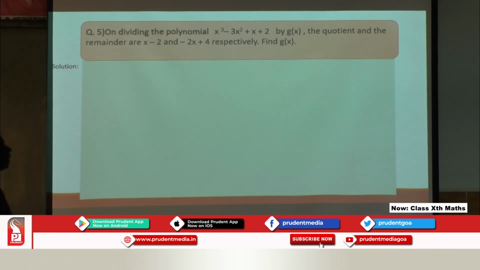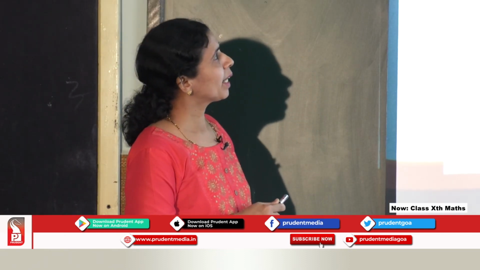Students, now see another type of question. Now it is on dividing the polynomial x cube minus 3x square plus x plus 2 by g of x, the quotient and the remainder are x minus 2 and minus 2x plus 4 respectively. Find g of x. This is another type of question.